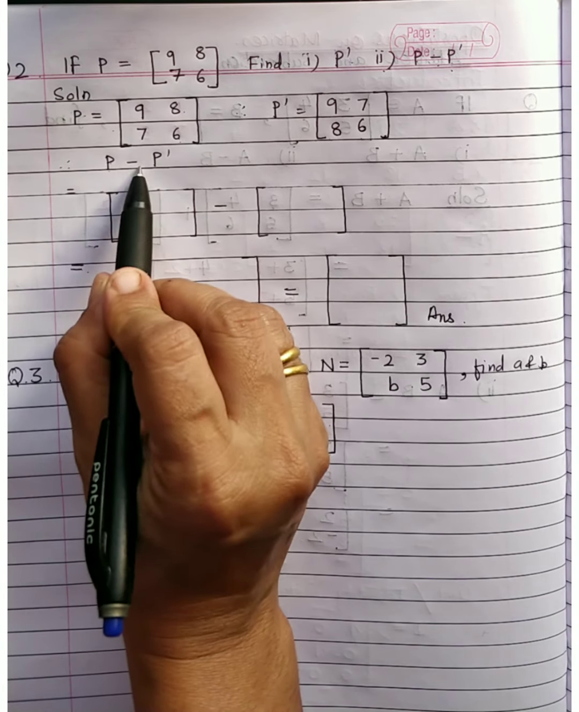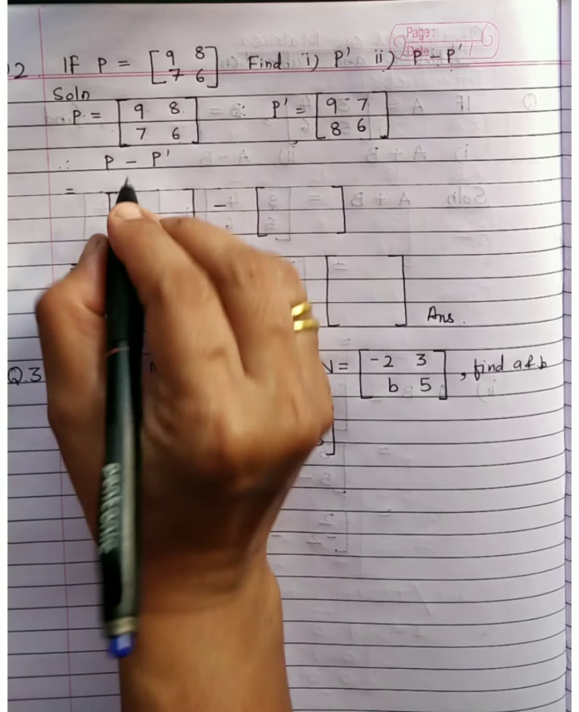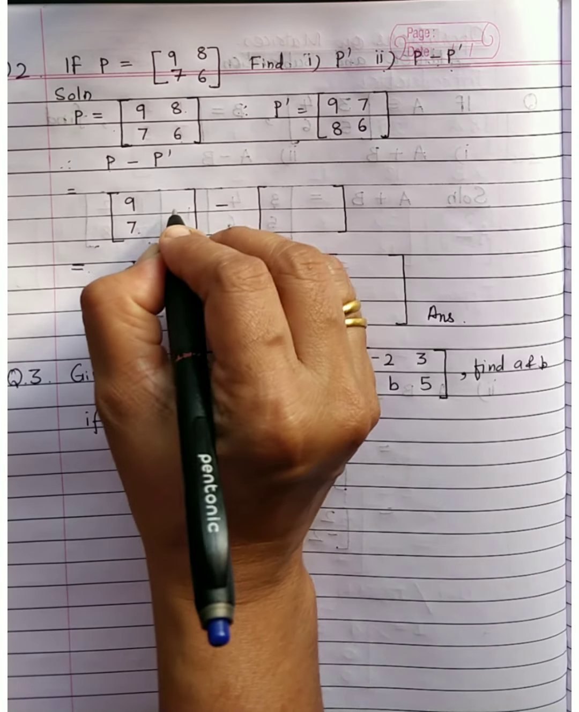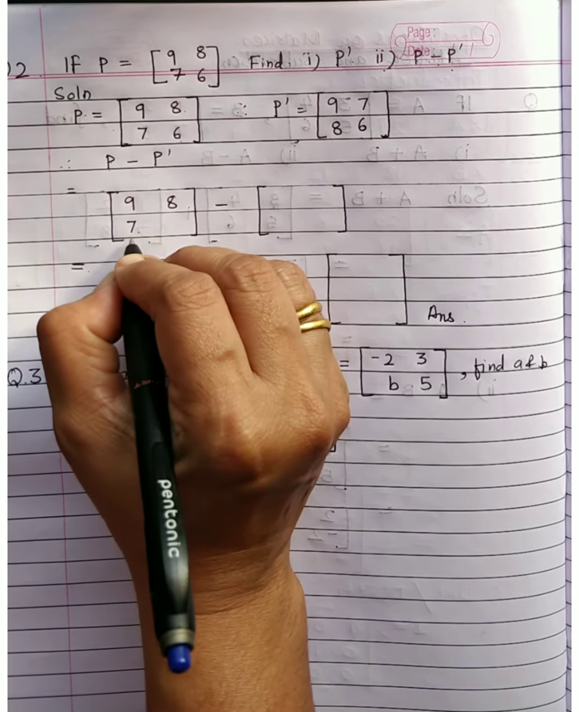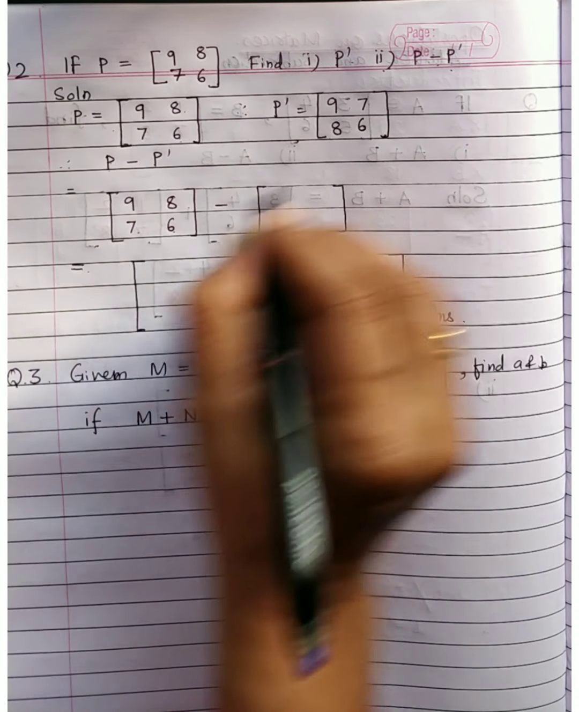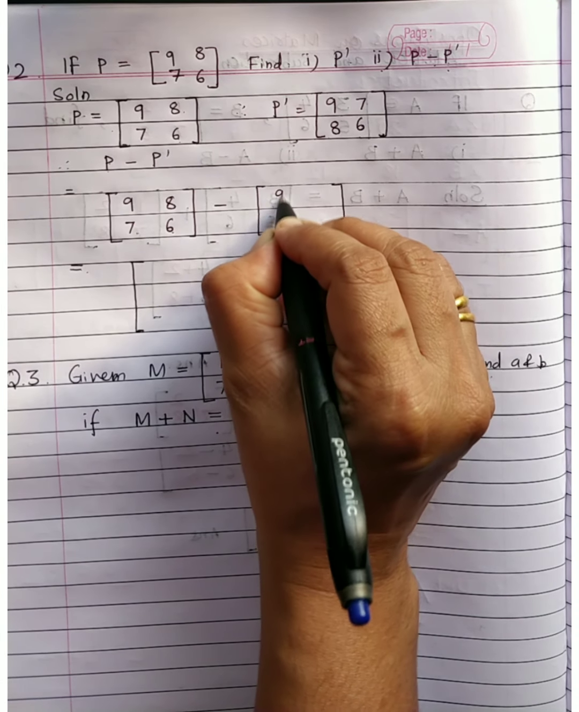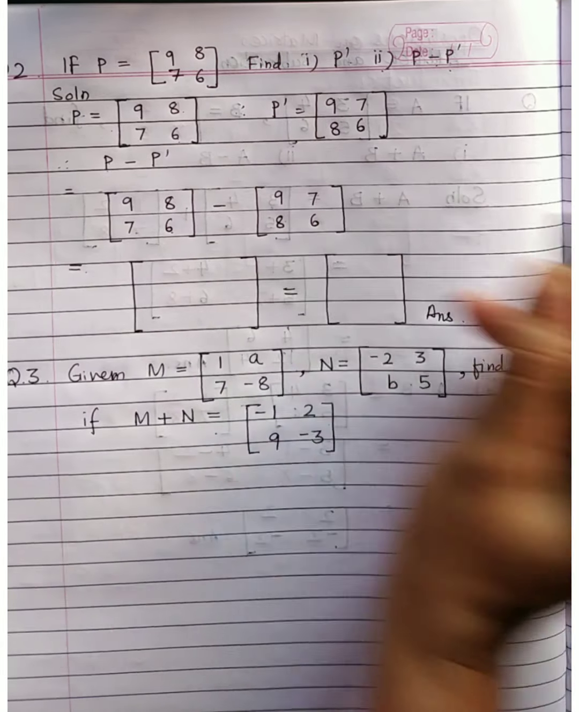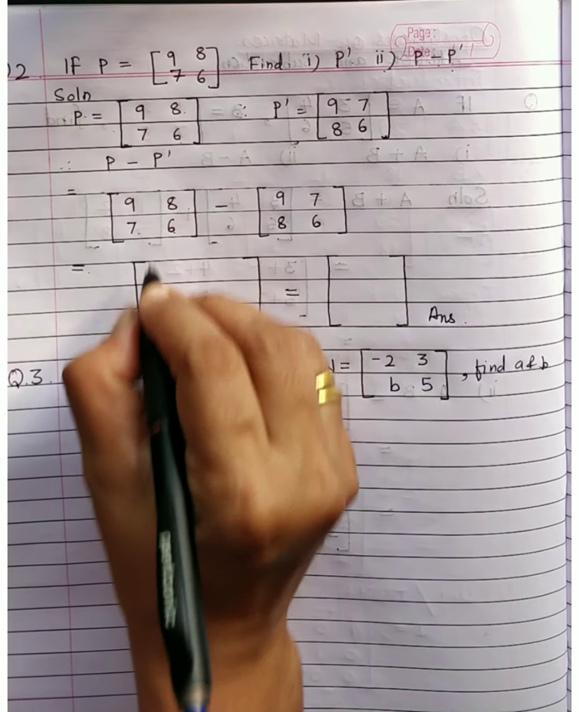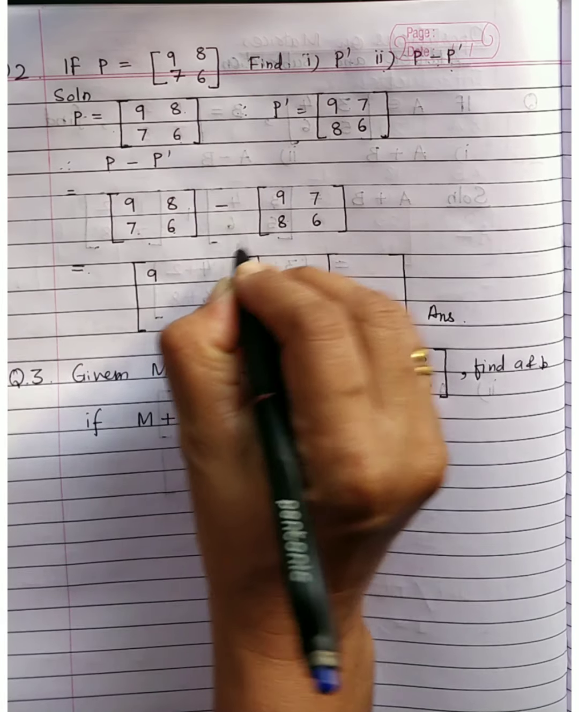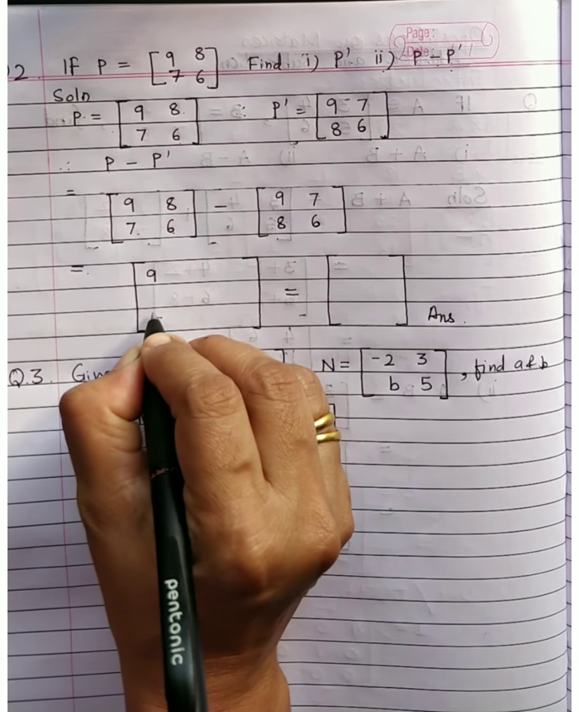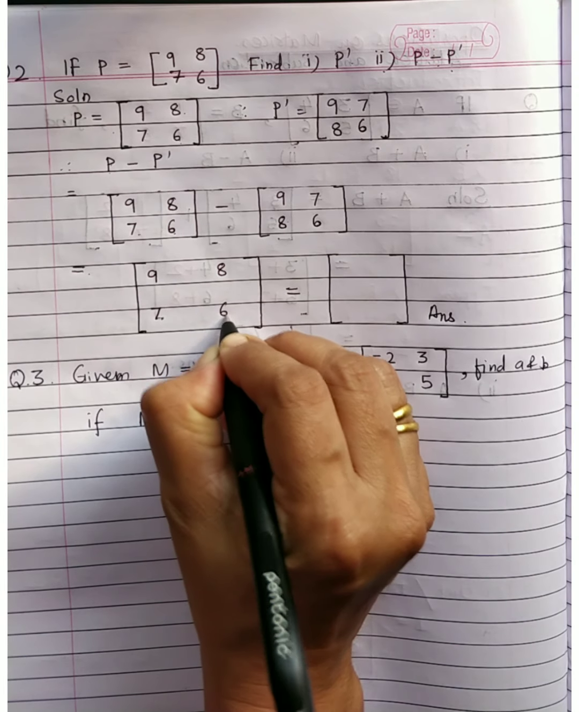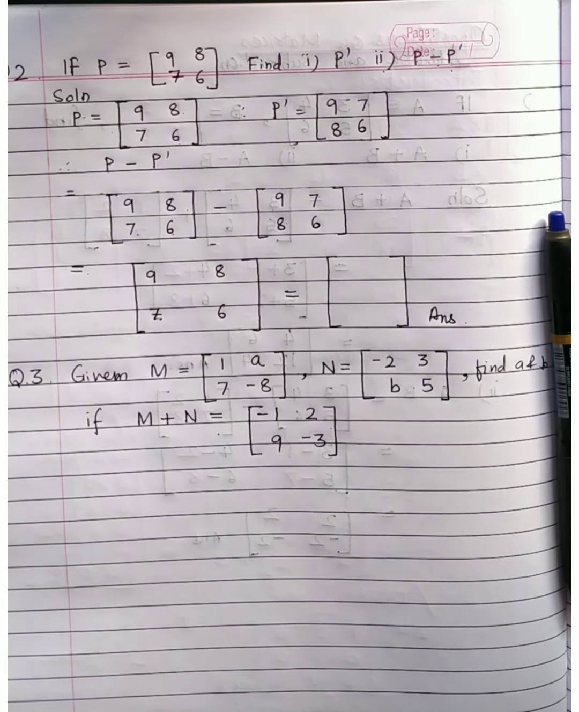What you have to find? P minus P dash. So, copy P correctly. 9, 7 first row, and 8, 6 second row. Here first column is 9, 8, second column is 7, 6. Subtraction I have told you. You can do one more thing here, just for you to understand what is being done here. I am using here two color ink. It is not at all necessary for you. 8, 6, and subtract now.